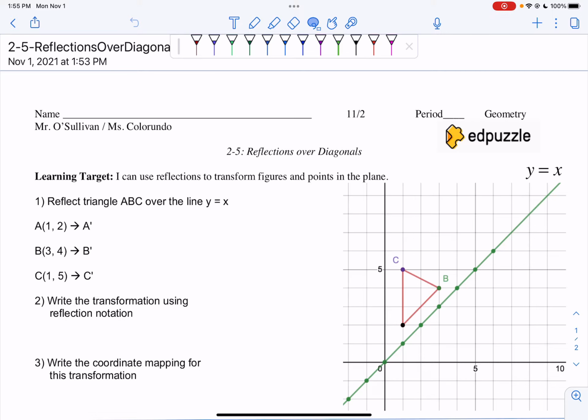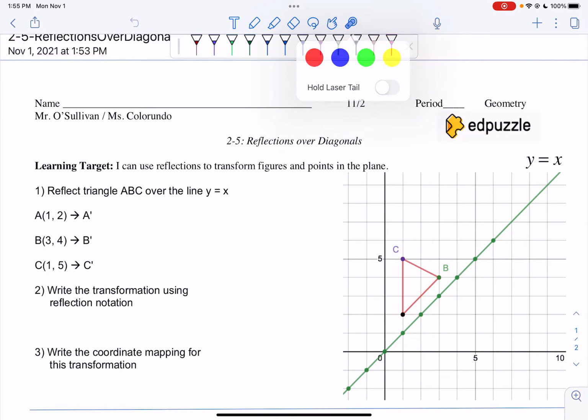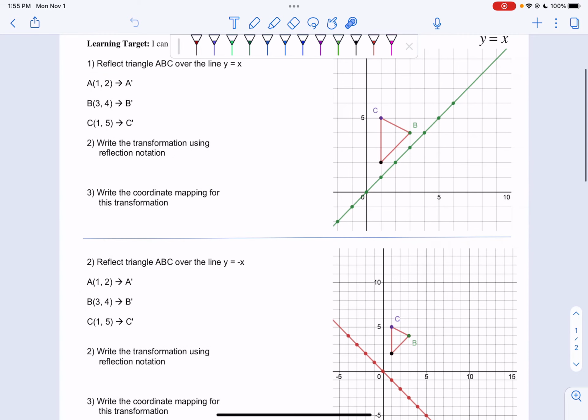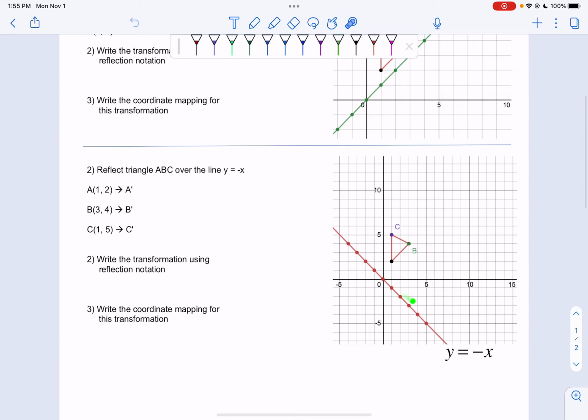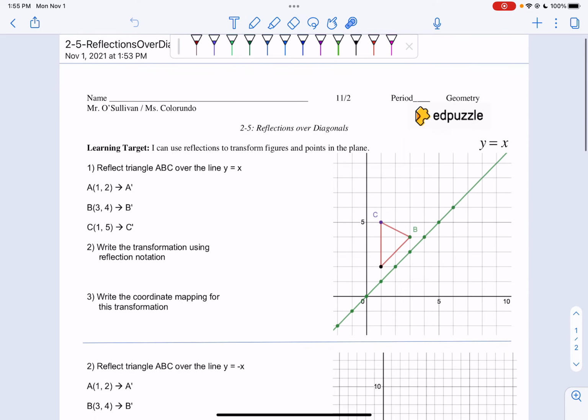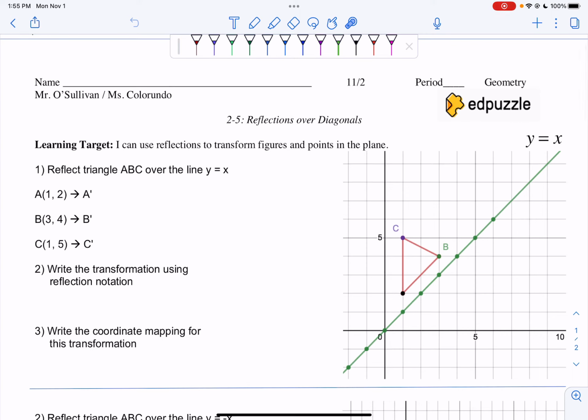So what we're doing today is we are going to be learning how to do reflections over diagonals. The 2 diagonals that we're going to be looking at are the lines y equals x and y equals negative x. I forgot to say the learning target. The learning target is: I can use reflections to transform figures and points in the plane.